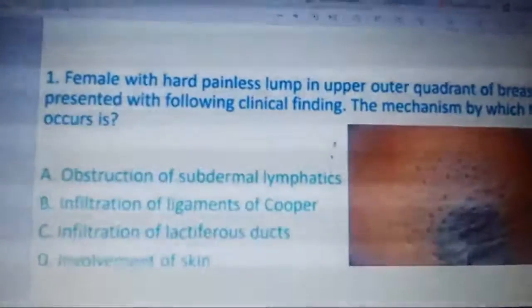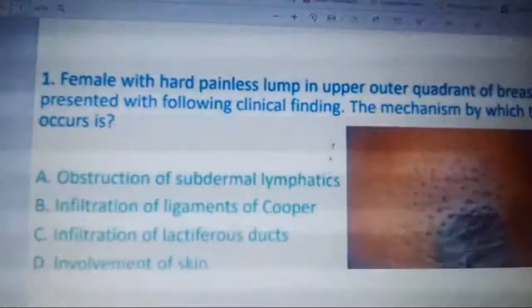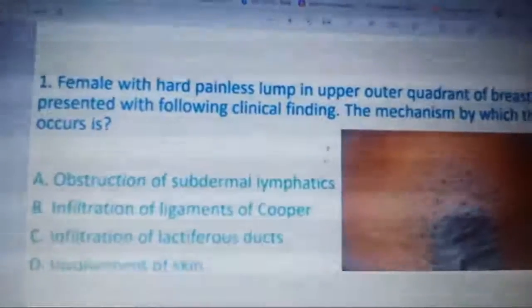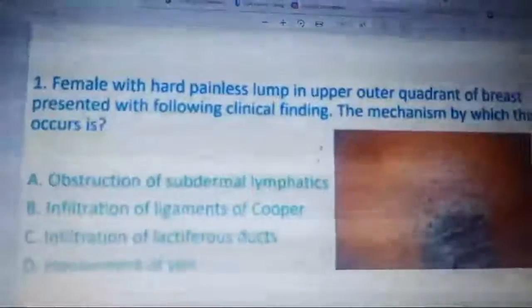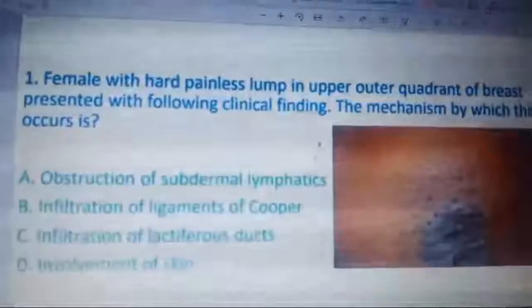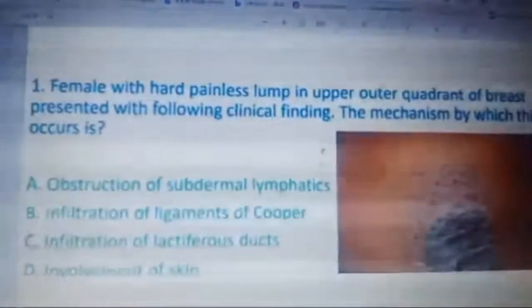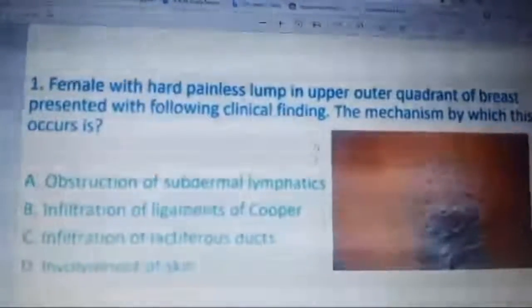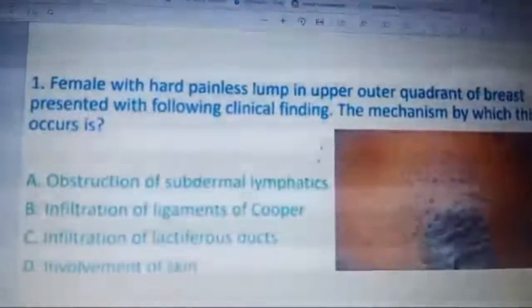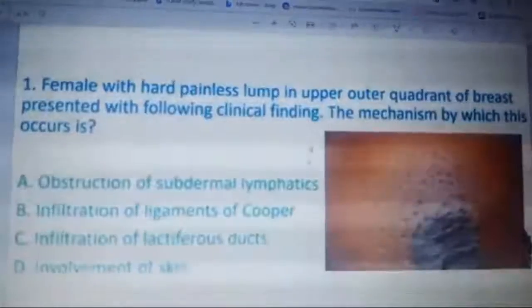And here we are going to discuss the NEET PG 2022 anatomy recalls, and you might get all the questions of anatomy which were asked in the NEET PG. So the first question: a female with a hard painless lump in the upper quadrant of the breast presented with the following clinical findings. The mechanism by which this occurs is?